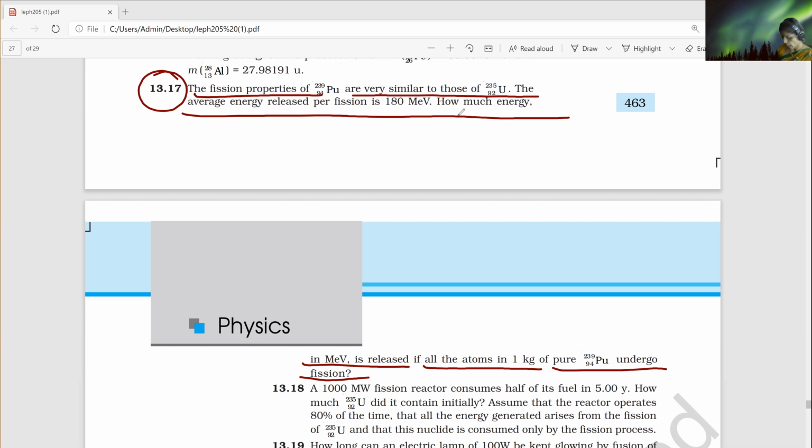So what they ask is: the fission properties of plutonium-239 are very similar to those of uranium. Average energy released per fission is 180 MeV. How much energy in MeV is released if all the atoms in 1 kg of plutonium-239 undergo fission reaction? Let us see how to calculate this one. 13.17 it is.